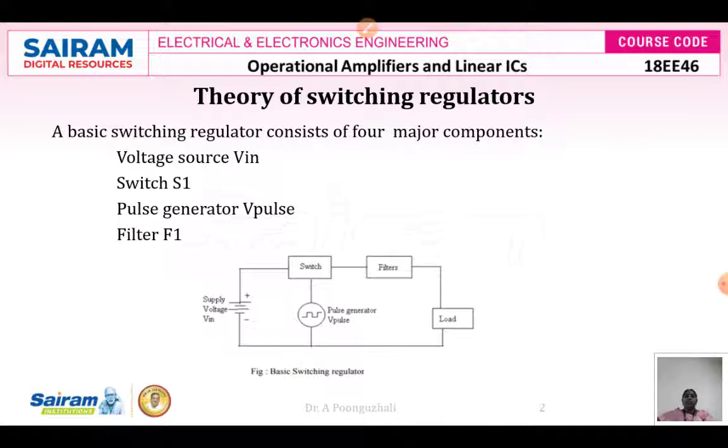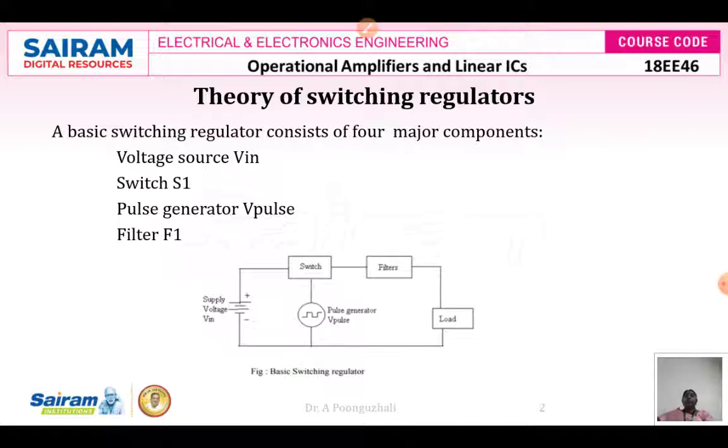One is the supply voltage V in, the second is the switch, the third is the filter, and the fourth is the pulse generator. We give a supply voltage V in, and based on this supply voltage we provide a pulse generator. The pulse generator output is given to a switch, where the switch is nothing but a series pass transistor.